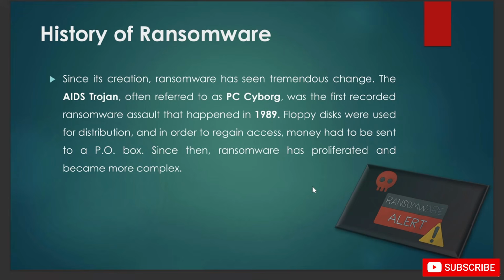So we have here the history of ransomware. Since its creation, ransomware has seen tremendous change. The AIDS Trojan, often referred to as PC Cyborg, was the first recorded ransomware assault, which happened in 1989. Floppy disks were used for distribution, and in order to regain access, money had to be sent to a PO box. Since then, ransomware has proliferated and become more complex.